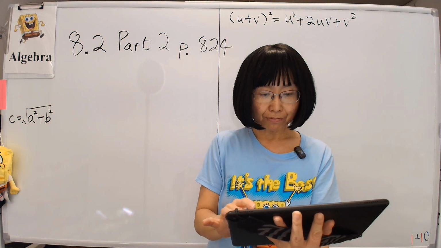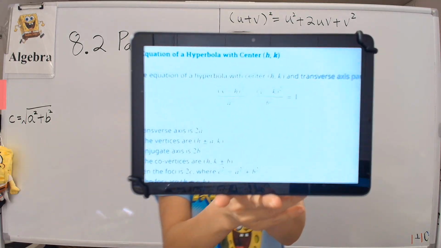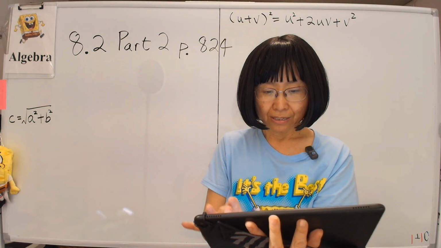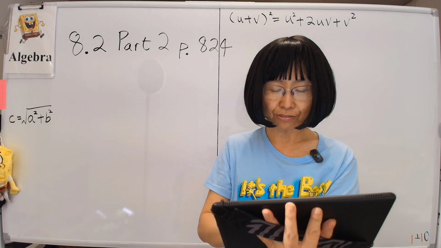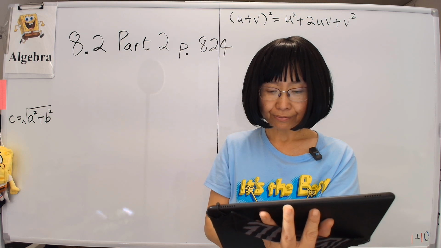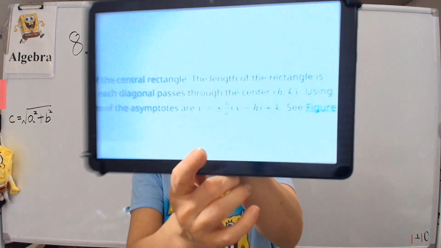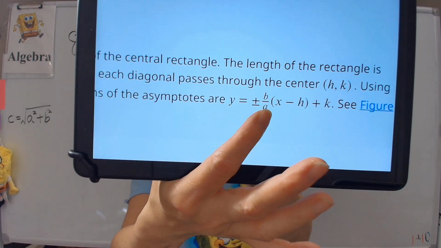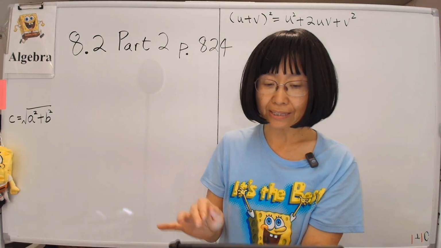And so once we move it, we get our equation. This would be the new equation after the move. So let's do an example of that. The one thing that we must pay careful attention to is the asymptote. The asymptote is also going to be moved, and the new equation for the asymptote is going to be like this. It used to be just b over a times x. Now we have to move the x and the y the same way we move the center. But we'll look at that in a moment.